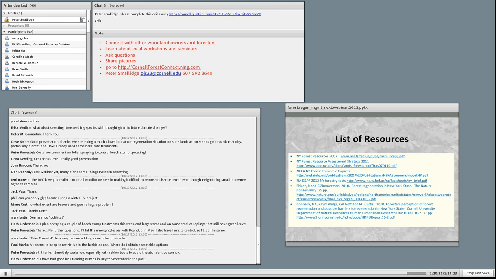I'll also say that on the Cornell ForestConnect Ning site that you see in red at the top center of the page, there's a lot of discussion there about the use of herbicides. So people all around the Northeast that are using different herbicides in different situations are sharing their successes and failures. So I would encourage people to participate in that. It's a place to ask questions and answer questions.